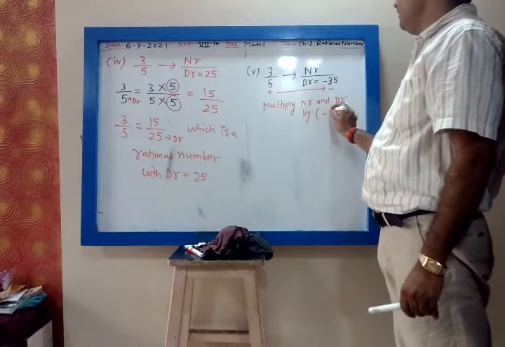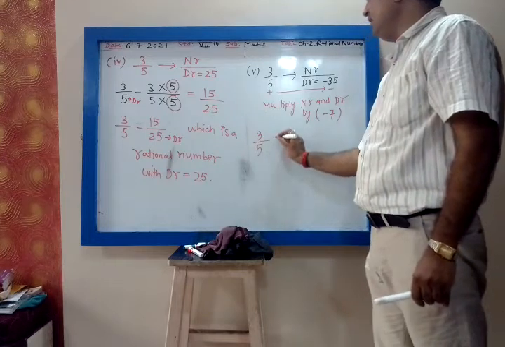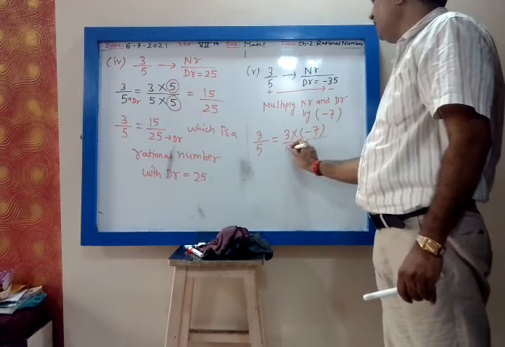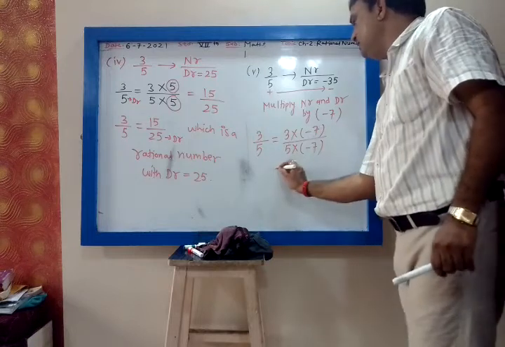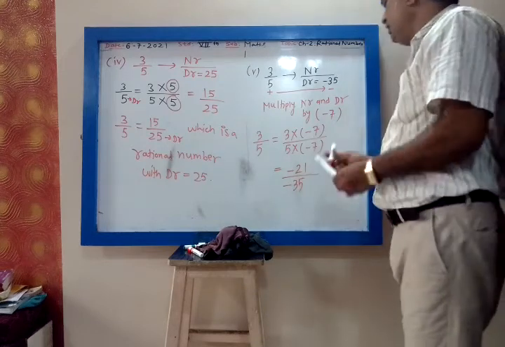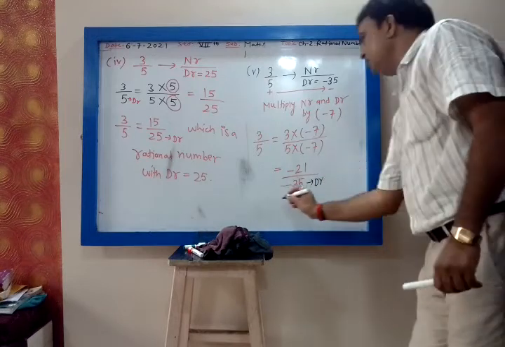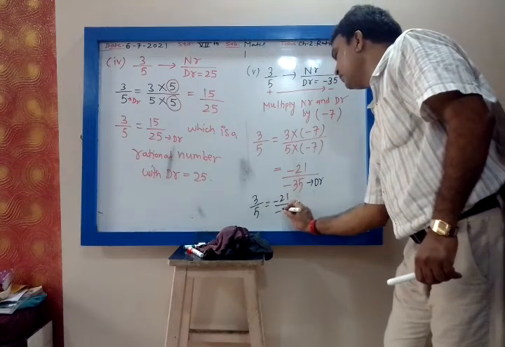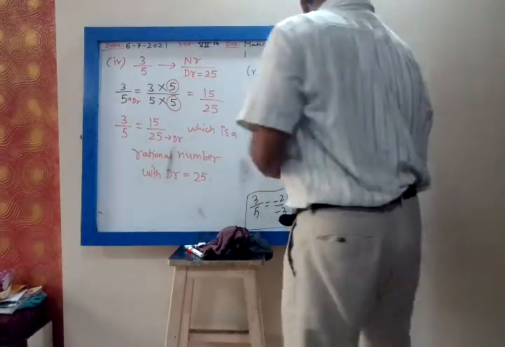So 3 upon 5, you want denominator as minus 35. So 3 into minus 7 upon 5 into minus 7. Now multiplication of plus into minus will be minus, so that is minus 21 upon minus 35. Now the denominator is minus 35. So 3 upon 5 I can write as minus 21 upon minus 35, which is the rational number with denominator minus 35.